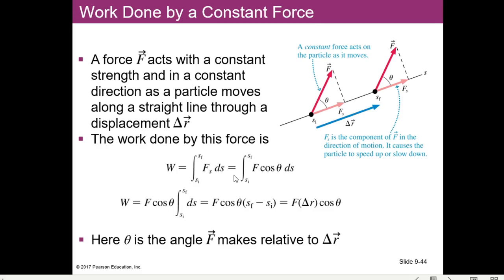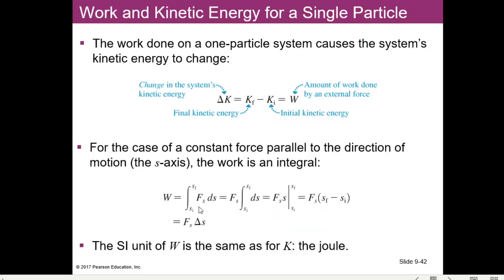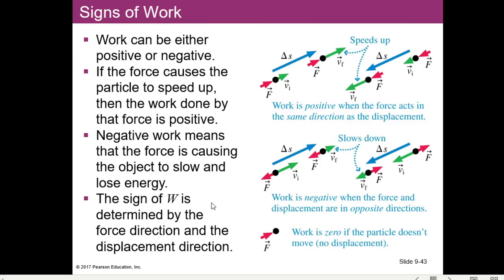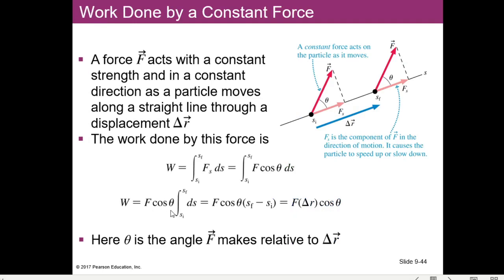In the previous example, it was the same thing except that theta, the angle between the force and the displacement, was 0. And as we know, the cosine of 0 is just 1. So this reduces to the same equation.